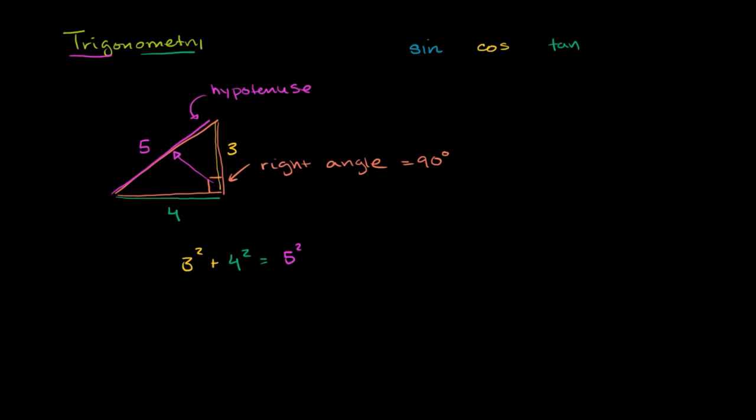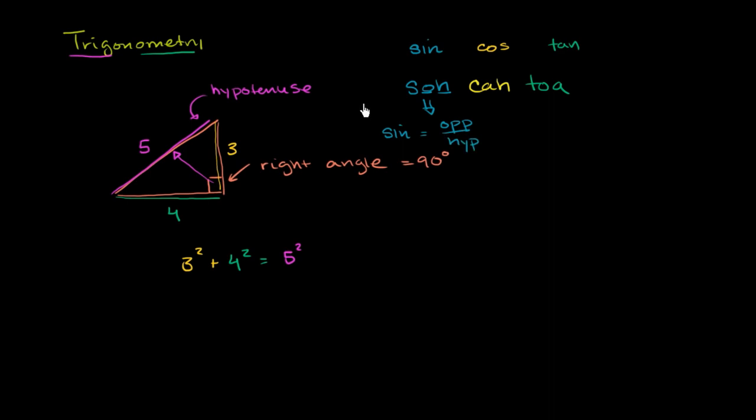This is a bit of a mnemonic, something just to help you remember the definitions of these functions. It's called SOHCAHTOA. And you'll be amazed how far this mnemonic will take you in trigonometry. So SOHCAHTOA tells us that sine is equal to opposite over hypotenuse.